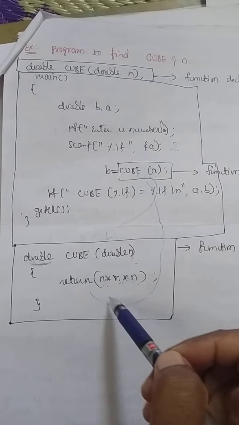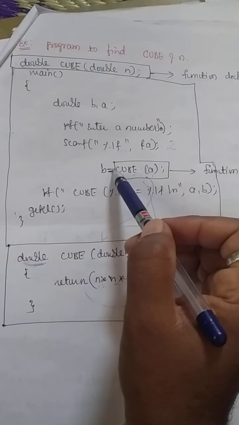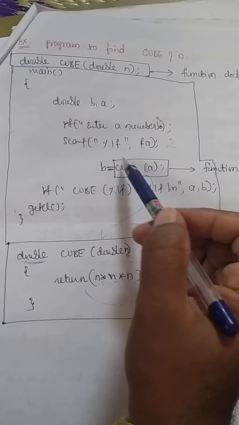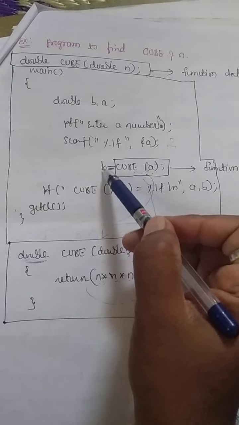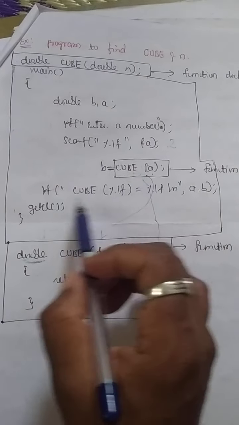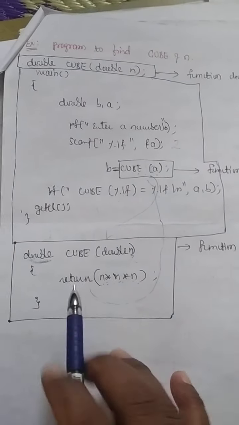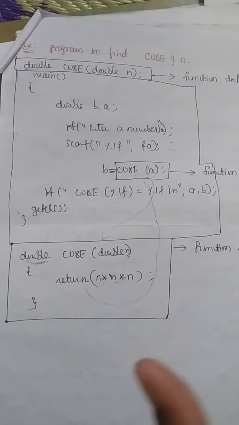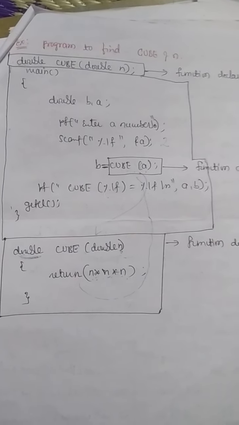When it sends the value 8, since there is an equal symbol, that 8 is assigned to b. It means the result is stored in b. After that you print the result: the cube of the given number is equal to this much. So this is a basic program showing how to use functions.